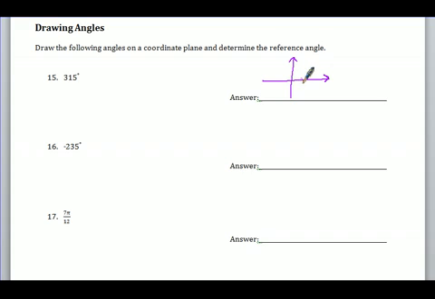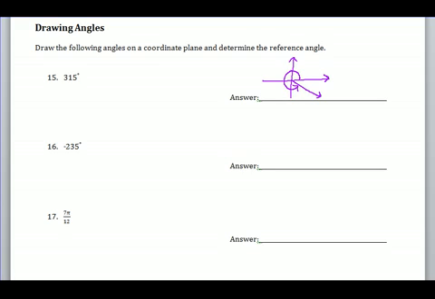If I'm going to draw that angle, it's a positive angle, so I'm starting on the positive x-axis. I'm moving in a counterclockwise direction, 90, 180, 270, 315 is going to be somewhere here in the fourth quadrant. And so that's my angle, 315 degrees.